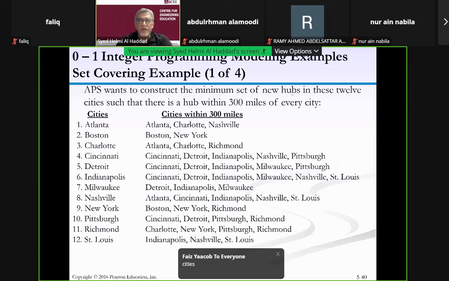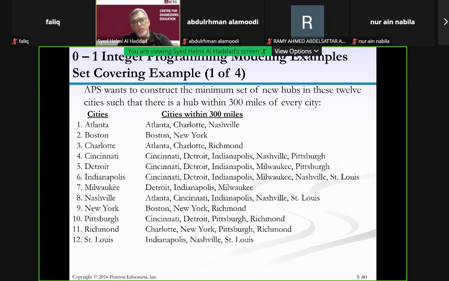The cities themselves, right? So X1 will be Atlanta, X2 will be Boston, X3 will be Charlotte, and then until X12 will be St. Louis, right? So that will be our objective, right? So X1, 2, 3, 4, 5, 6, 7, 8, 9, into 12. Okay, you want to minimize that Z is equal to that value. Okay, so what will be our constraints here?